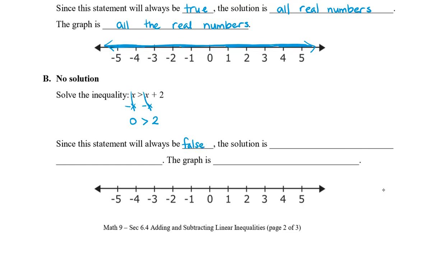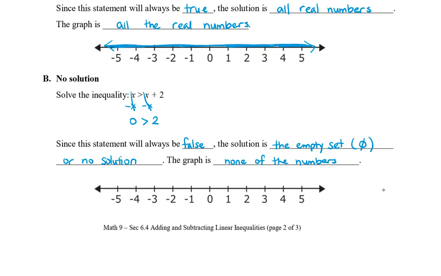So the solution to this inequality is what we say the empty set. And the empty set is abbreviated with a 0 with a slash through it. Or sometimes people will say it's called no solution. So the graph for this is none of the numbers. So we're going to leave the graph empty, because none of the numbers satisfies this.